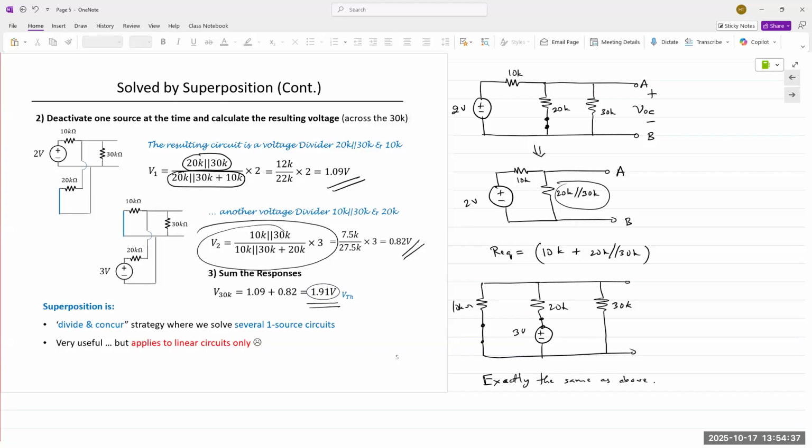Okay, and that's the downside of applying superposition. If you have two sources, you need to calculate every quantity twice. If you have 3, you have to calculate every quantity 3 times. If it's 4, then 4 times, and so on and so forth. So every additional source will require an additional analysis. So it makes it simpler, but it's time consuming. Or it can be time consuming depending on how big the circuit is. All right, any questions?